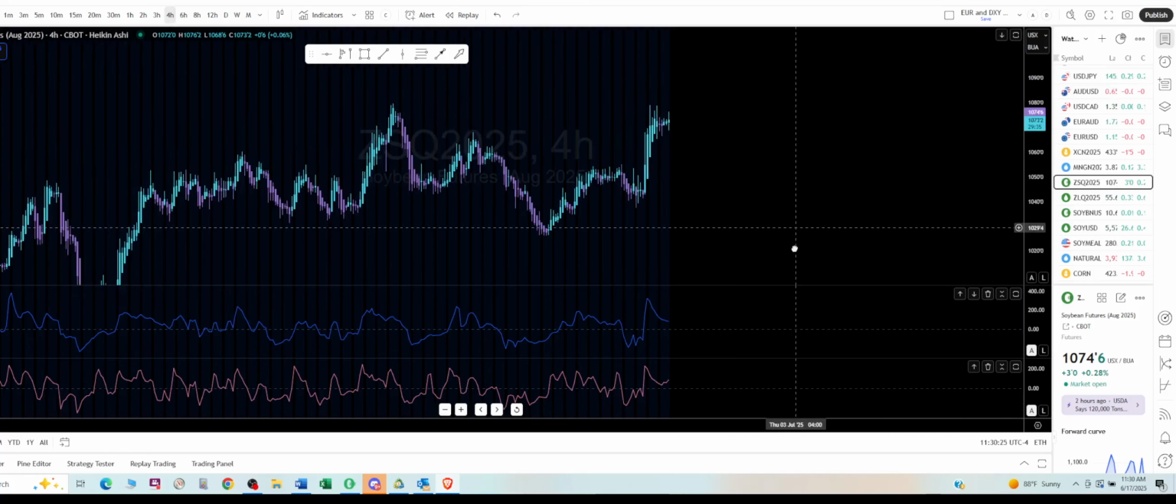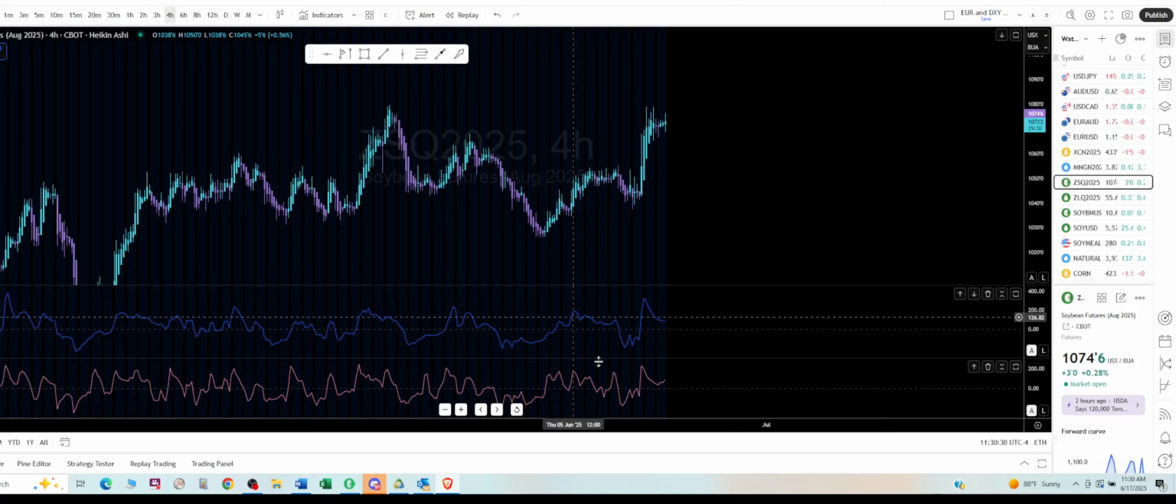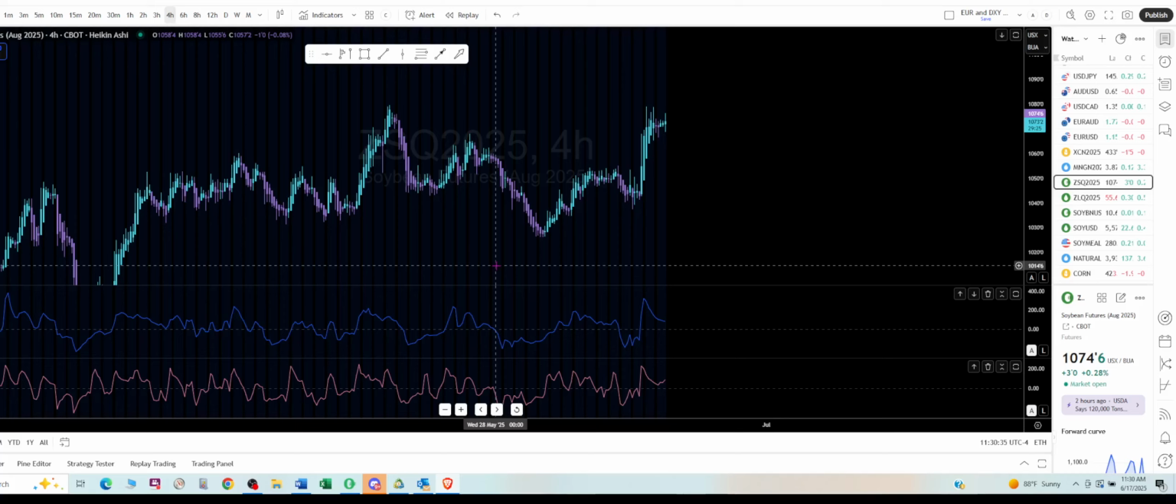But here's the same chart on TradingView, and I have the same two indicators down below here. I just have them reversed. The 21's on top, the 8's on the bottom. Okay, but the bottom line is the same thing.